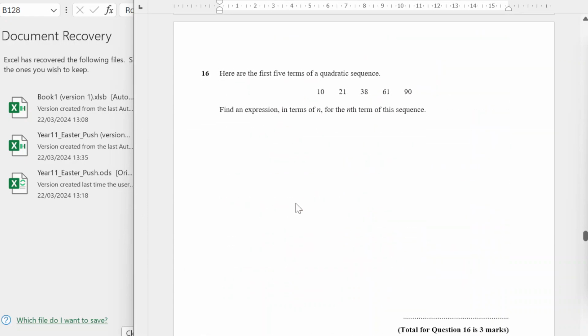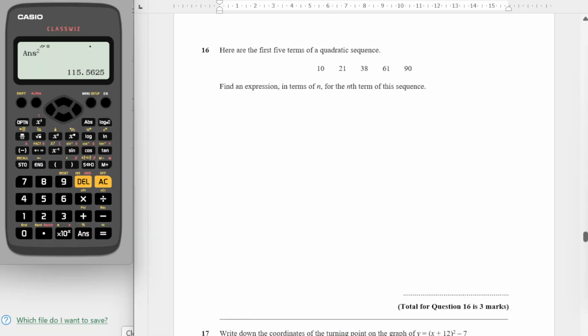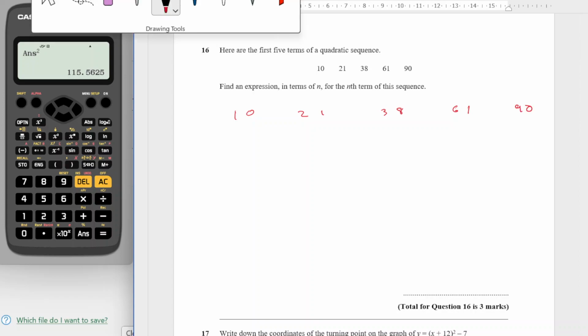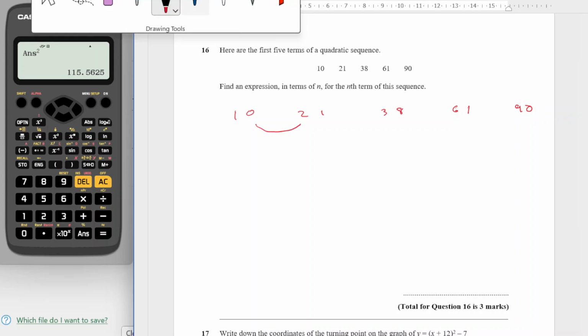Okay, question 16. Here are the first 5 terms of a quadratic sequence. Find an expression for the nth term. Okay, so just going to give myself a bit more space to do this. These can be incredibly complicated, but we'll see how. So the first thing you do is look at the first differences. For it to be a quadratic sequence, there should be a constant pattern on the second difference.